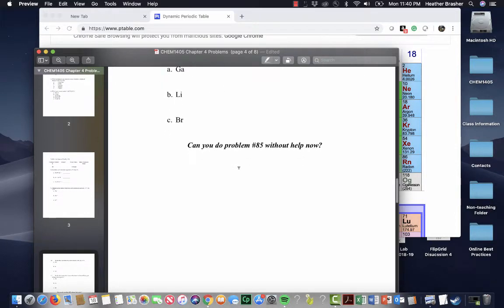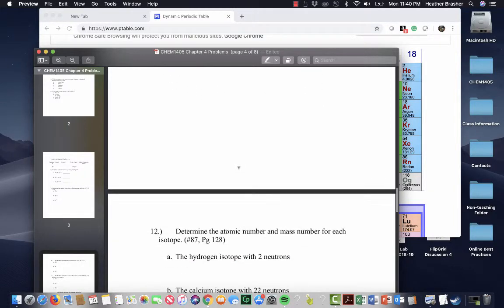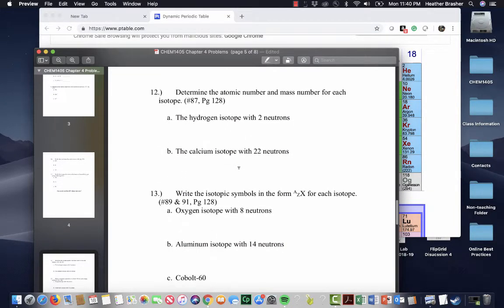And if you get it, I'm not sure if it's in the back of the book. I didn't look yet. But if it's not, you can always stop by and I can check it out to see if you have the right answer on there. So let's move to number 87.